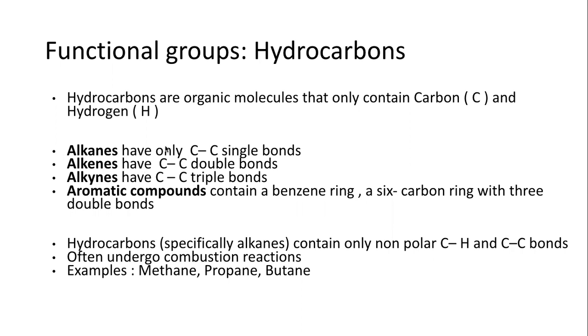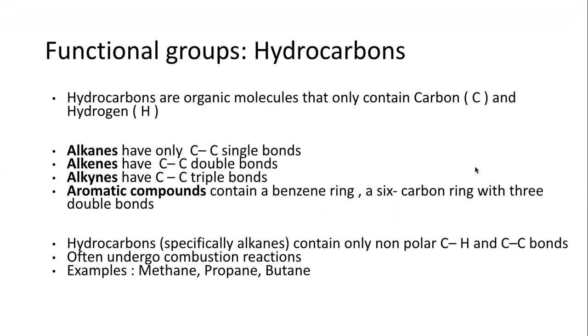Alkenes have carbon-carbon double bonds. Alkynes have carbon-carbon triple bonds, and aromatic compounds contain a benzene ring, and a benzene ring is a 6-carbon ring with 3 double bonds.